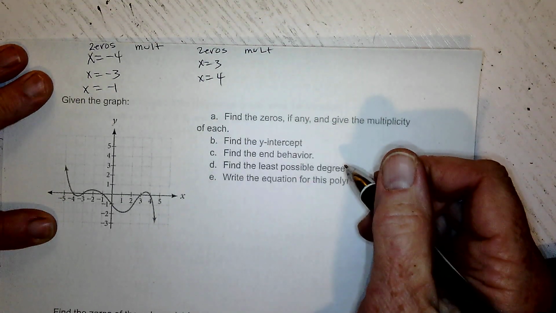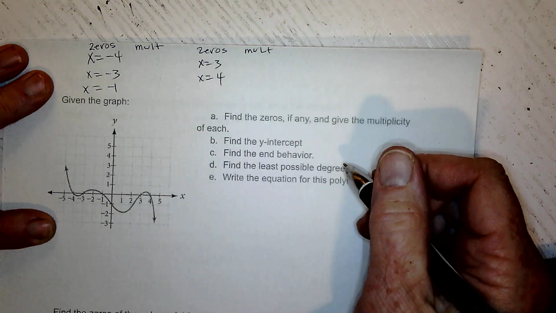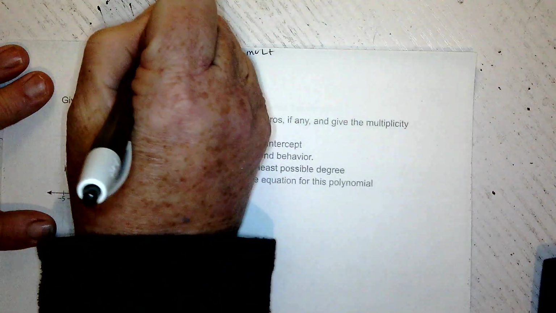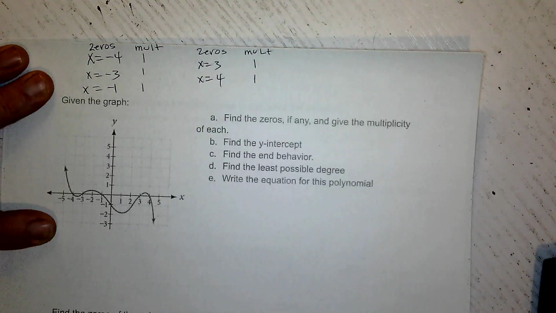None of them are bouncing. No, there's none. They're all crossing through. And none of them look really lazy, like the cubics. They all look pretty linear. So I would say their multiplicities are 1. They're definitely odds, but I'm going to say they're 1.